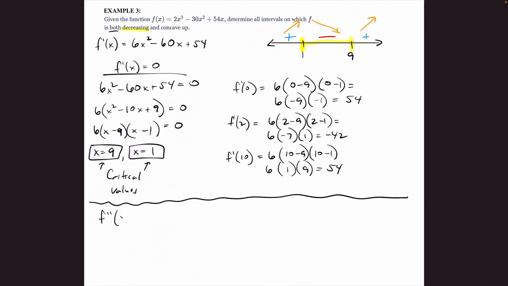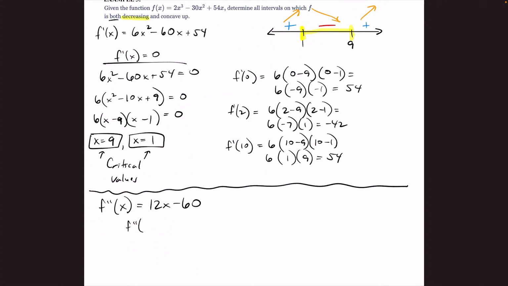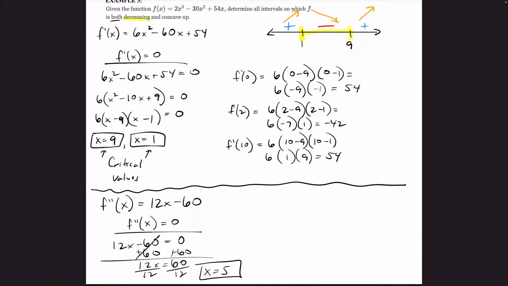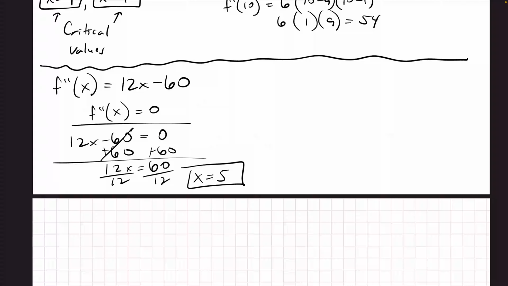The second derivative is 12x minus 60. Set it equal to 0. You can add 60, then divide by 12, because it's linear. Divide by 12, you get x equals 5. I think I did this right. That's an inflection point.